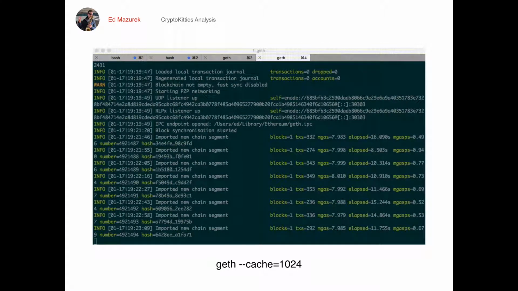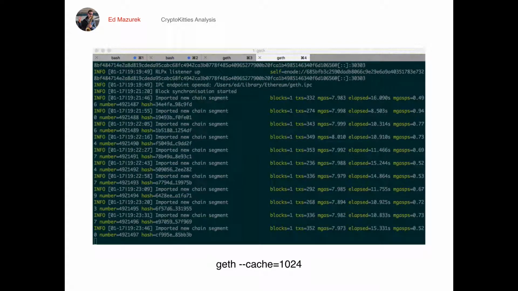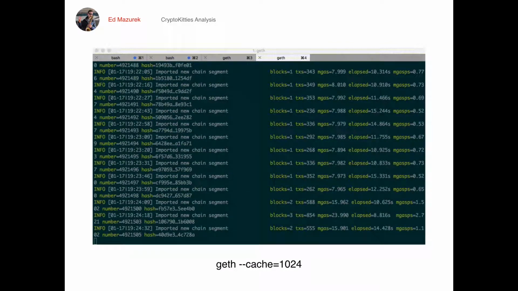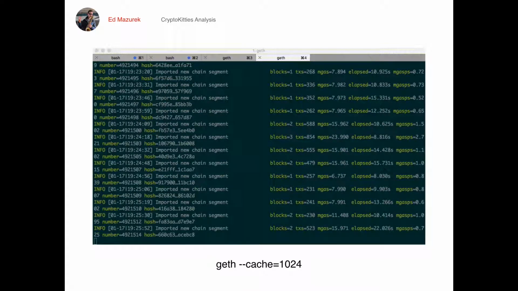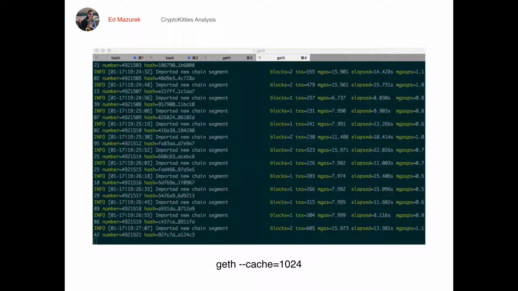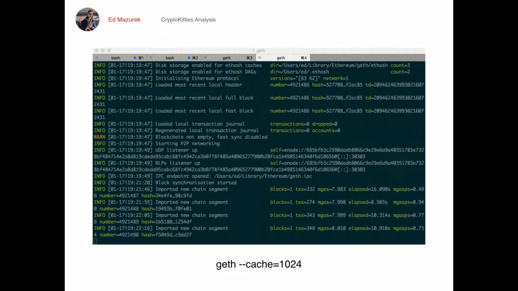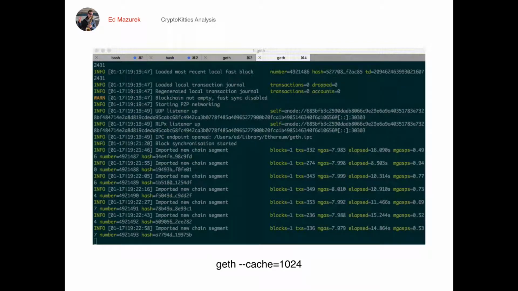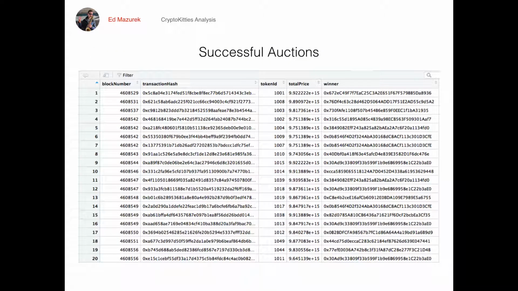So we got our contract info, we got our JavaScript, and now we need to run our Go Ethereum node client. There we go. Look, it's pulling in these blocks. Pretty cool. Then we can run our script on top of all this block data that we're collecting. And that's what you need.